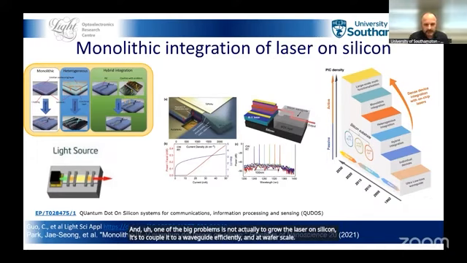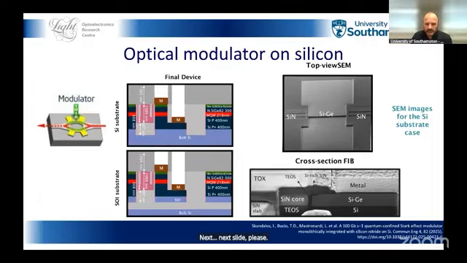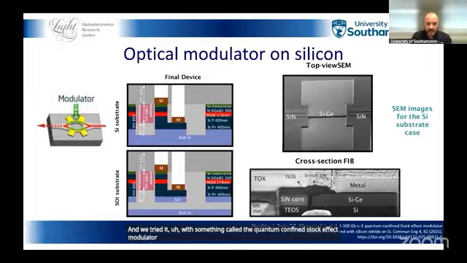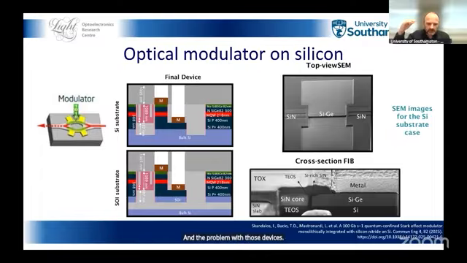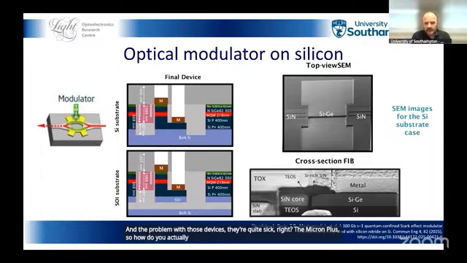Next slide, please. So we came up with a process that we can scale up to 200 millimeters and potentially 300. And we tried it with something called the quantum confined Stark effect modulator in the O-band. That's fitted for data centers. The problem with those devices is they're quite thick, right? A micron plus. So how do you interface that to a waveguide system that is compatible with a CMOS type of system, so silicon or silicon nitride? And this is exactly what we've done here.